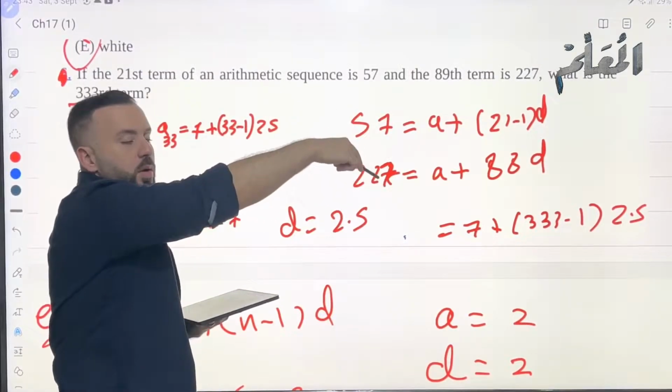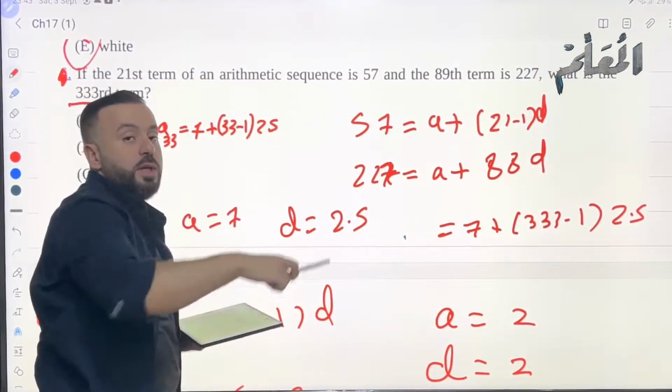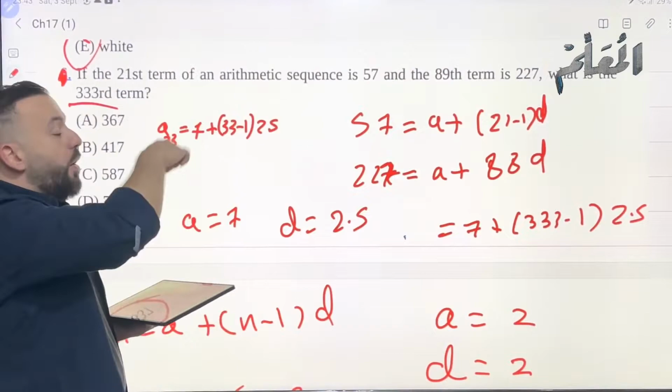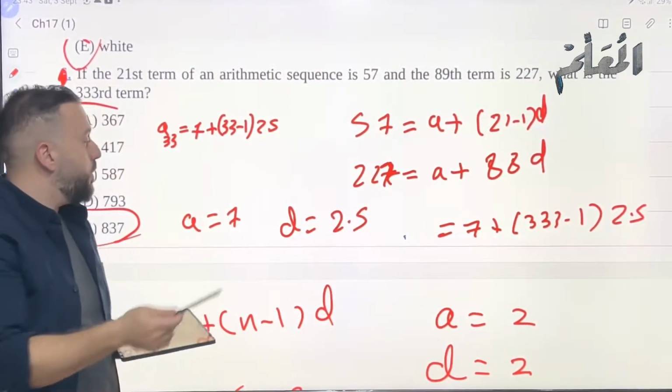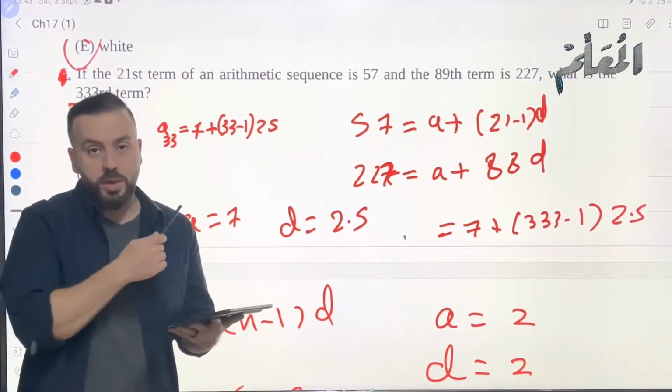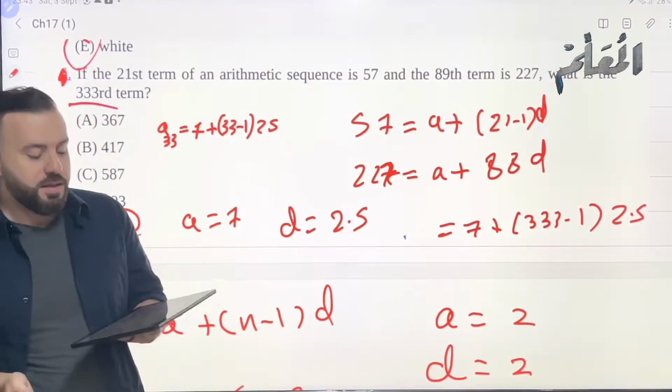Then I get the value of A and the value of D using simultaneous equations. After all this, I get A and D. Then I can find the nth term, which is equal to 837, as you can see here. Okay, see you in the next question.